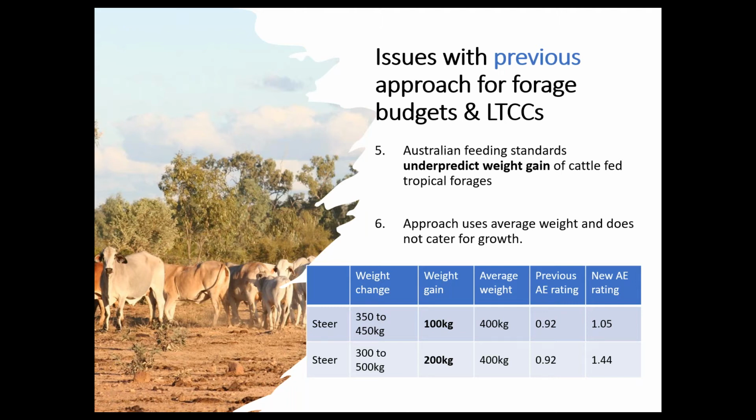Now, if we go to the steer on the line below, if he goes into a different paddock at 300 kilos and comes out at 500 kilos, his weight gain is 200 kilos, but his average is still 400 kilos under the old system. And his previous AE rating was 0.92. The new AE ratings cater for that weight gain. As you can see, the first steer has a rating of 1.05 and the second steer a rating of 1.44. And this helps us to now compute more accurately the intake those cattle would have on pastures while grazing.